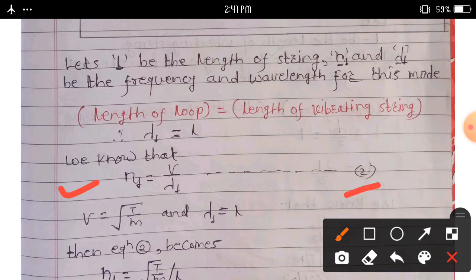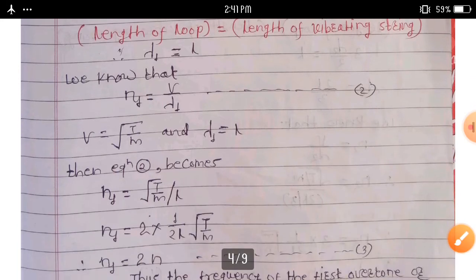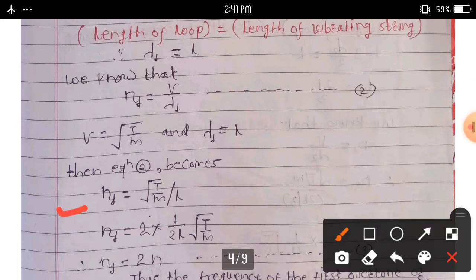Consider equation second, but we know that v is equal to square root of T upon m, and lambda 1 is equal to small l. Put this in the above equation. Then equation second becomes n1 is equal to 1 upon small l into square root of T upon small m. Then n1 is equal to twice into 1 upon twice l into square root of T upon m.